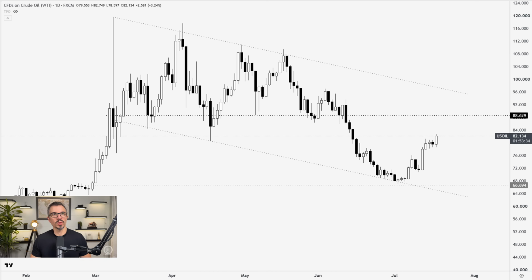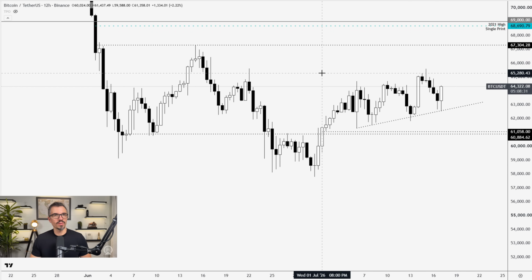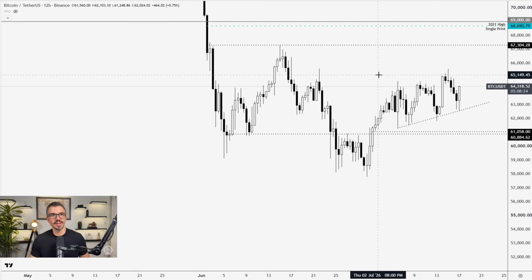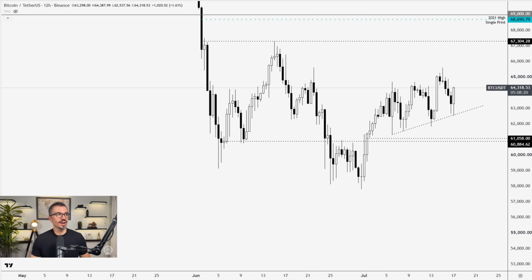Okay, so let's wrap up with Bitcoin here, looking at the 12-hour time frame. What I want to cover with BTC is the fact that the market is sideways right now. But I also want to talk about liquidity because this is a really important concept regardless of what market you're trading. However, with Bitcoin, it is incredibly obvious when the market does this.